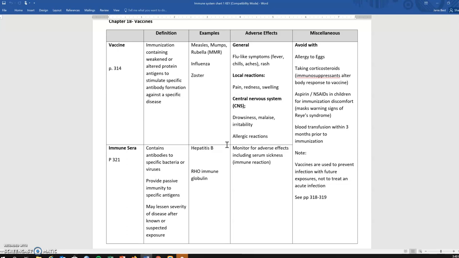The most common adverse effects are flu-like symptoms of fever, aches, and chills for a couple of days, and local pain and redness reactions. Some patients may exhibit some central nervous system reactions, but they're not as typical. Individuals who are allergic to eggs, who are taking corticosteroids, who have had blood transfusions within 3 months prior to vaccination should not be given a vaccine.